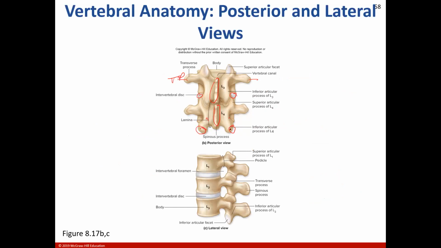Inferior for L4, these are the inferior articulating processes of L4. This is the superior articulating facets or processes. The facets are on the process. A process is an extension off of a bone. So you have superior articulating facets and inferior. And on the practical, just say articulating process or articulating facet, and you'll be good.